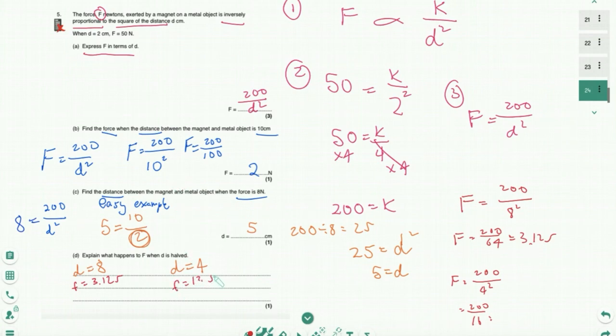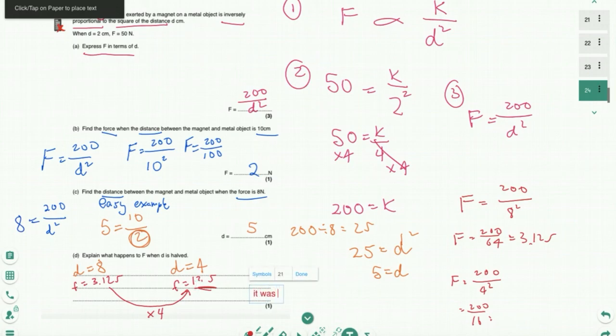All right. And what you can notice, guys, is that this value of f is 4 times bigger than our first value of f. So what happens to f when d is halved? F is quadrupled. It was 3.125, and now it's 12.5. It was multiplied by 4. It was quadrupled. And you can choose another easy example to double check, all right?